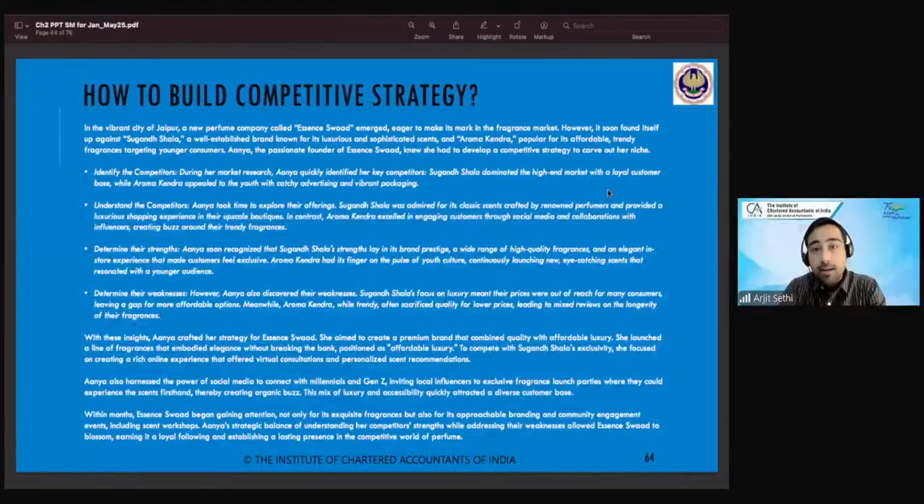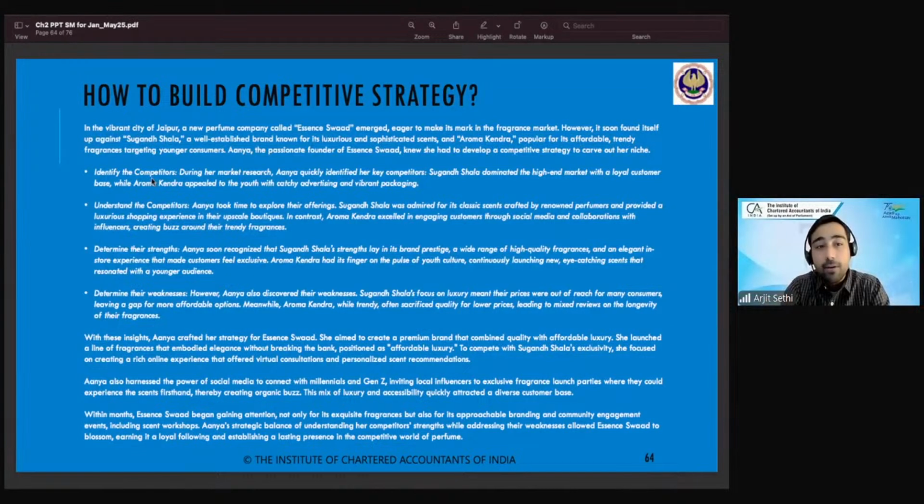How do you build a competitive strategy now? One, identify the competitors, understand them, determine their strengths and determine their weaknesses. Very simple. Okay. One business scenario for you very quickly of how a brand can really create a competitive strategy. In the vibrant city of Jaipur, a new perfume company called Essence Swad emerged, eager to make its mark in the fragrance market.